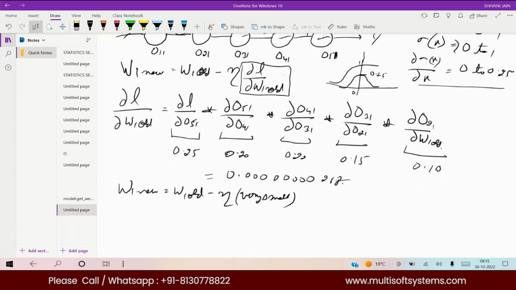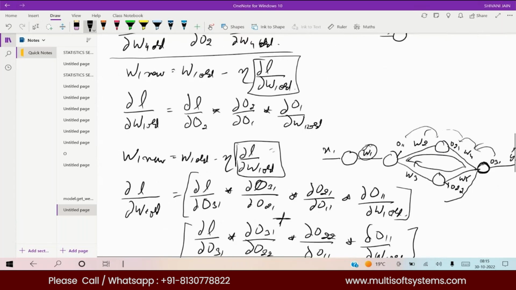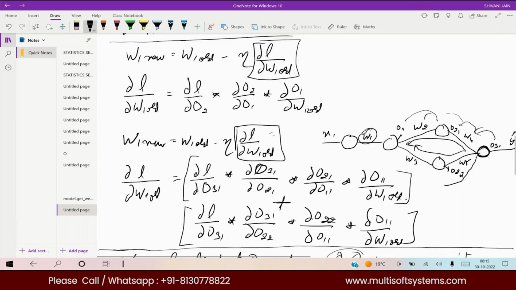Now, eta is again a small number, where it is 0.01 or 0.001. You are multiplying a very small number with a small number. It is again a very, very small number, so it's almost a negligible difference in the weight. You are subtracting a negligible amount, and your W1 new will approximately be equal to W1 old. So basically you are not updating the weight, and if you are not updating the weight, then obviously your performance will remain the same.